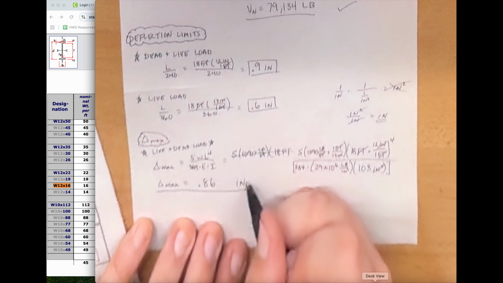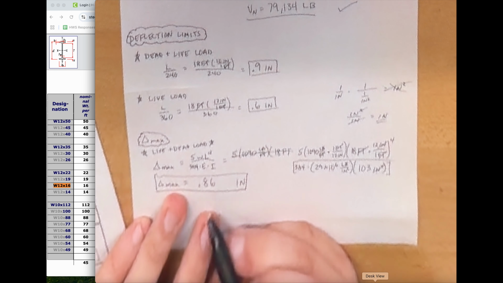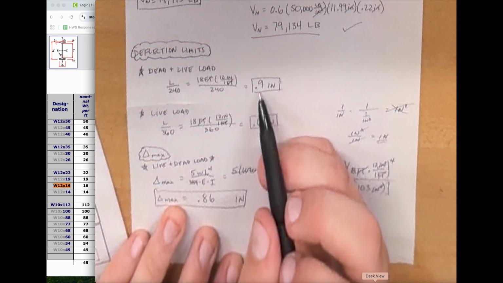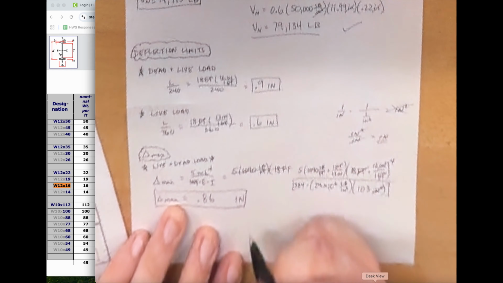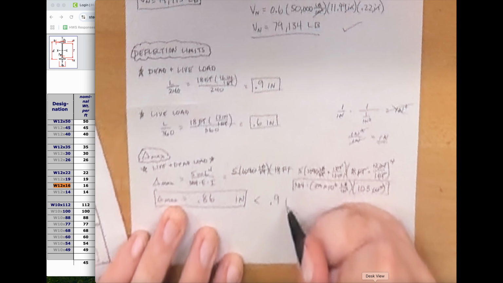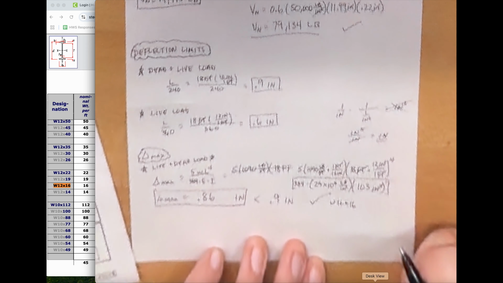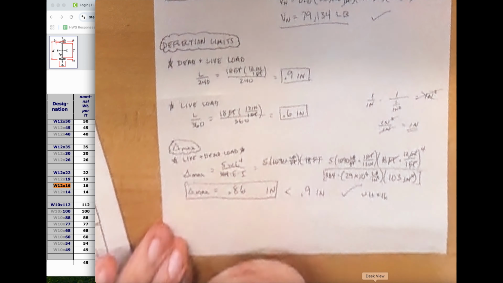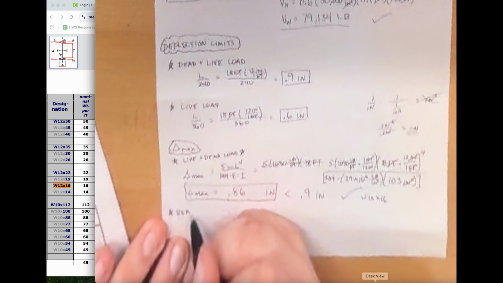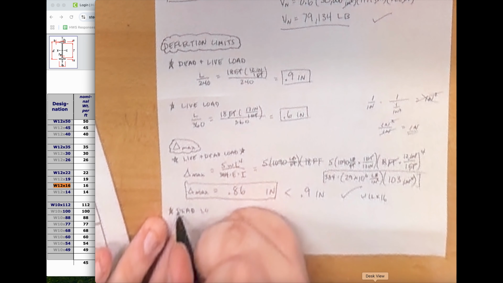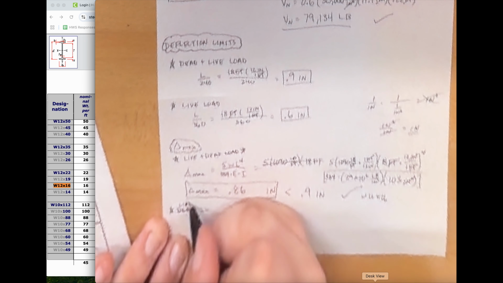Now in terms of this max deflection for that live and dead load, what we ended up determining is that for the dead and live load, we can have up to 0.9 inches of deflection. Since this is less than 0.9 inches, the W12 by 16 gets a check mark in terms of that test. However, we do need to calculate it out as well for just the live load, my apologies. That's a mistake there, so live load.